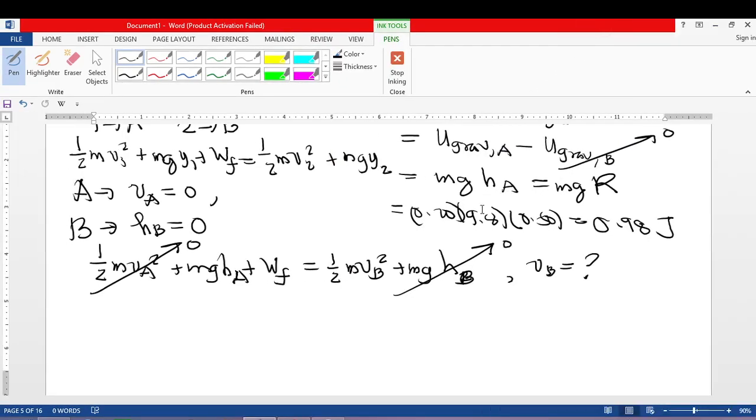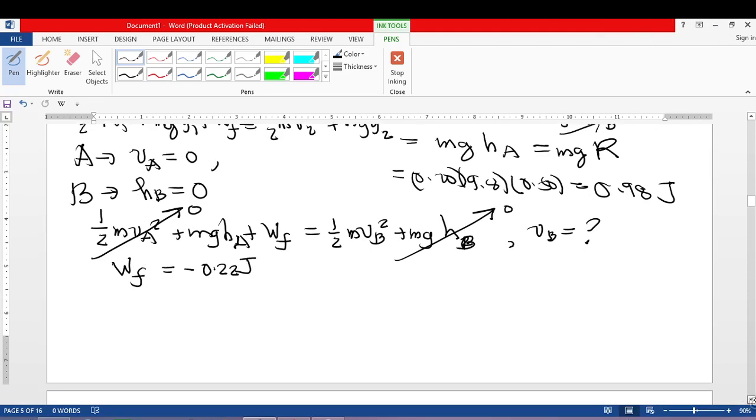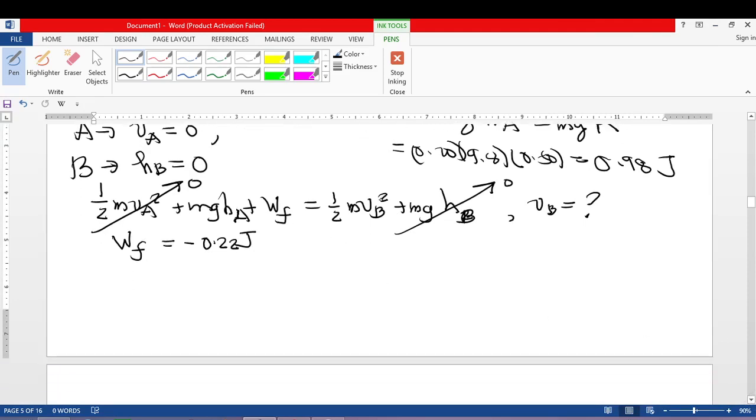Okay, so we have to make sure that the work done by the friction is negative 0.22 joules. Okay, so we have to put all together our equation for VB. So we have VB squared. So we have to multiply by 2 over m on both sides of the equation. We have 2 over m.